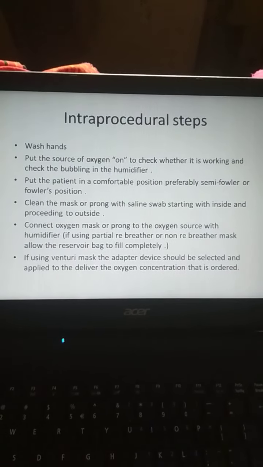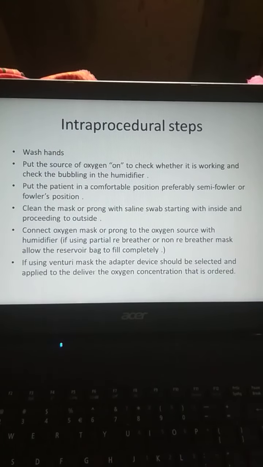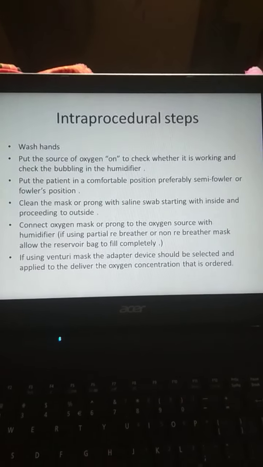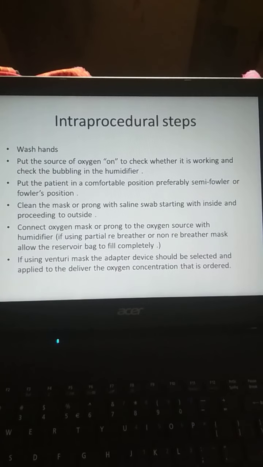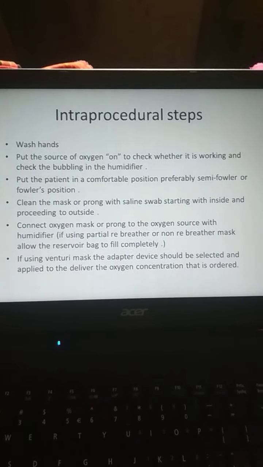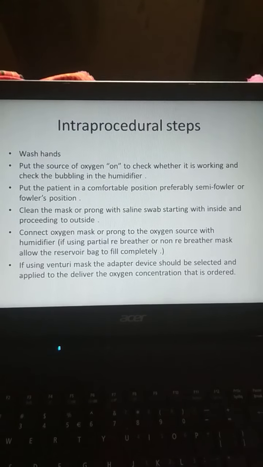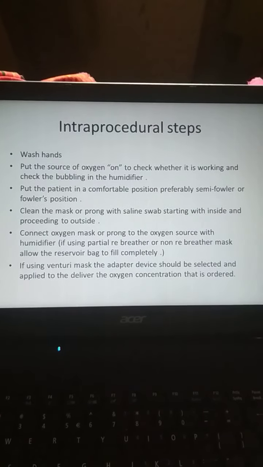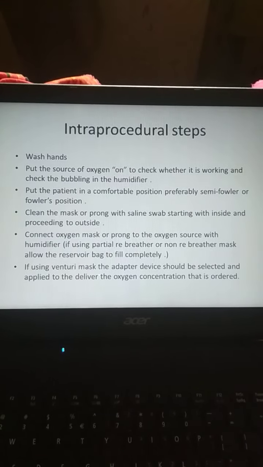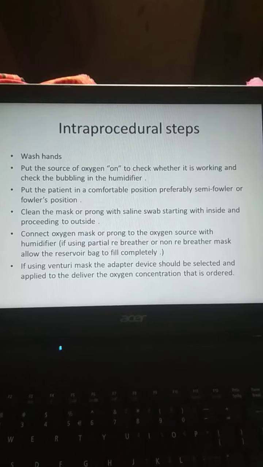Then comes intra-procedural steps. First of all, wash hands. Put the source of oxygen on to check whether it is working and check the bubbling in the humidifier. Put the patient in a comfortable position, preferably semi-Fowler's or Fowler's position. Clean the mask or prong with saline swab starting with inside and proceeding to outside. Connect oxygen mask or prong to the oxygen source with humidifier. If using partial rebreather or non-rebreather mask, allow the reservoir bag to fill completely.